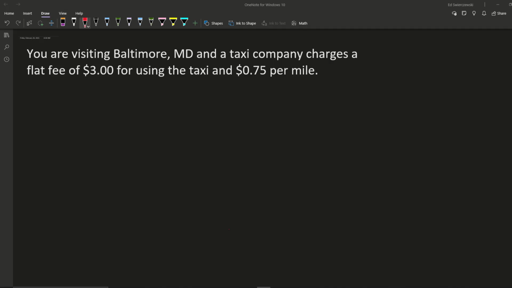It says you are visiting Baltimore, Maryland, and a taxi company charges a flat fee of $3 for using the taxi and $0.75 per mile. So the first thing I'm going to ask you guys to do is let's write an equation to model this.